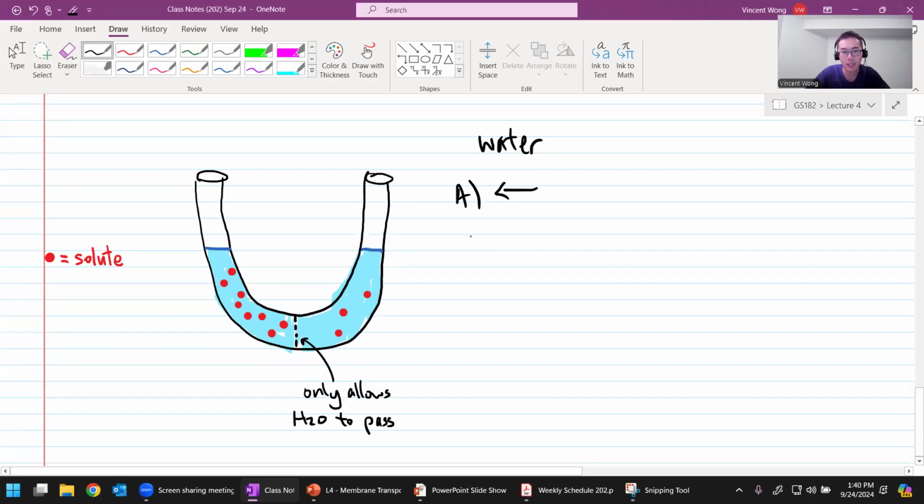If you think it's going to move to the left, please choose A. If you think it's going to move to the right, please choose B. If you think it's not going to move, please choose C. And please choose something if you're able to, so that I can see what you guys are thinking.